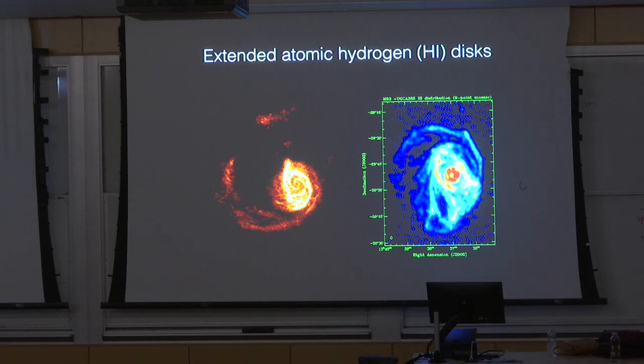This is the atomic hydrogen map of another spiral galaxy, M83. The optical radius is about here. The diameter here of the H1 disk of the atomic hydrogen is about 80 kpc. So again, significantly more extended than the stars.